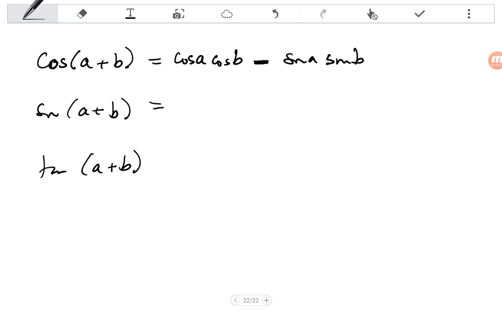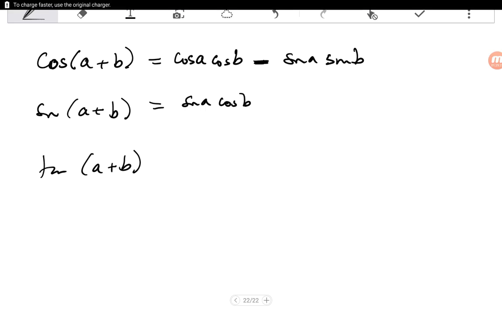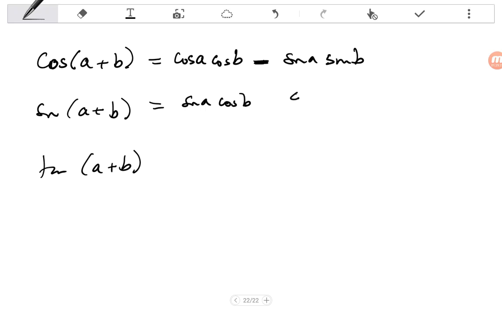What about sine A plus B? For sine A plus B, we have sine A cosine B. Then I just swap them to be cosine A sine B.